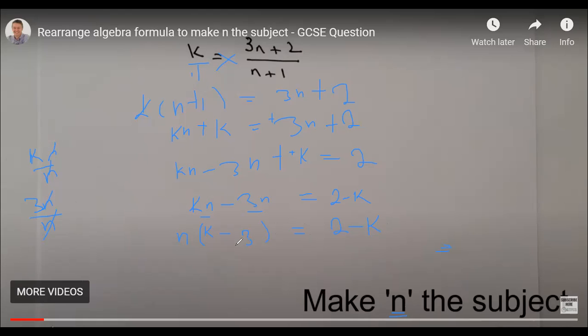So after that, we want to remain with n. So simply divide by k minus 3. And on the other side as well, divide by k minus 3. So that the k minus 3 and k minus 3 cancel out to give us 1. And then our n would be equal to 2 minus k divided by k minus 3. So that would be our answer.